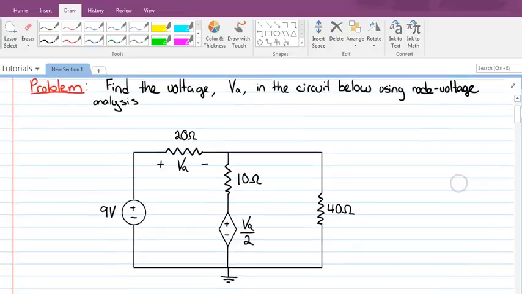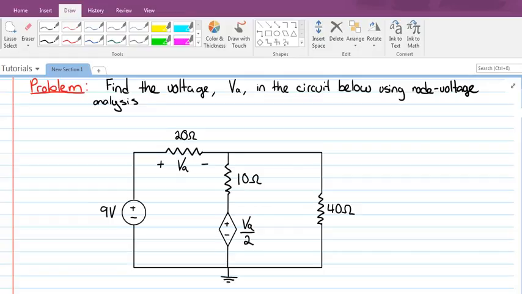We see that VA is the voltage drop across the 20 ohm resistor in the circuit. We see that we've got two other resistors in the circuit. On the left branch we've also got a 9 volt constant voltage source, and on the middle branch we've got this dependent voltage source with the voltage of VA over 2.